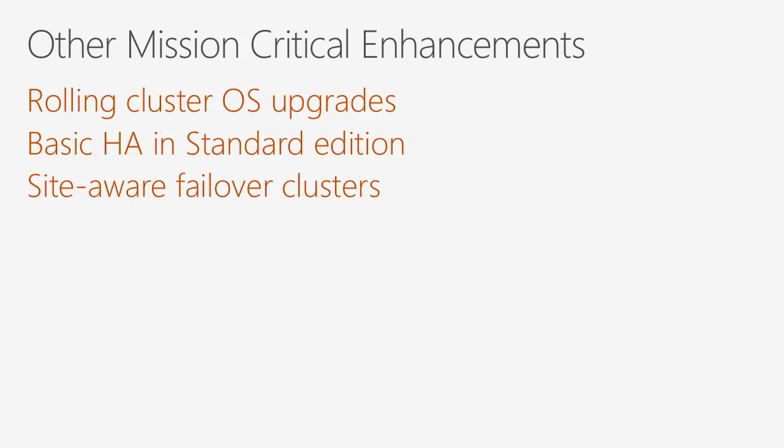We also now support site-aware failover clusters. You can set a preference, so if you've got multiple buildings, you've got a multi-subnet cluster, and you've got your preferred or primary building, you can now set a preference of a location, and it will fail over to your preferred building before going over to the other building. A lot of people have been asking for that, and we now support that.